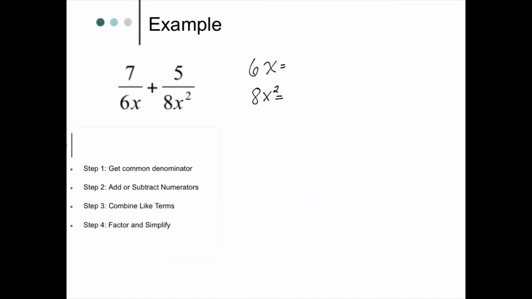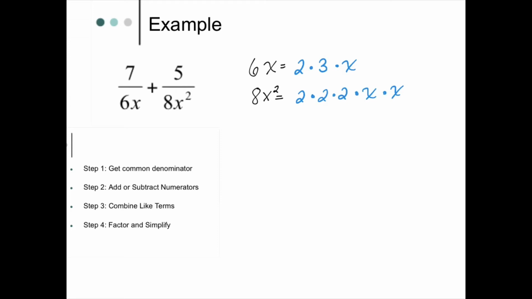Here is a case where we do not have a common denominator. So to get a common denominator, what you want to do is factor each of the denominators. So 6x is 2 times 3 times x. 8x squared is 2 times 2 times 2 times x times x. Now if you don't know where I got that, take a moment and pause the video to make sure you understand where all those came from.